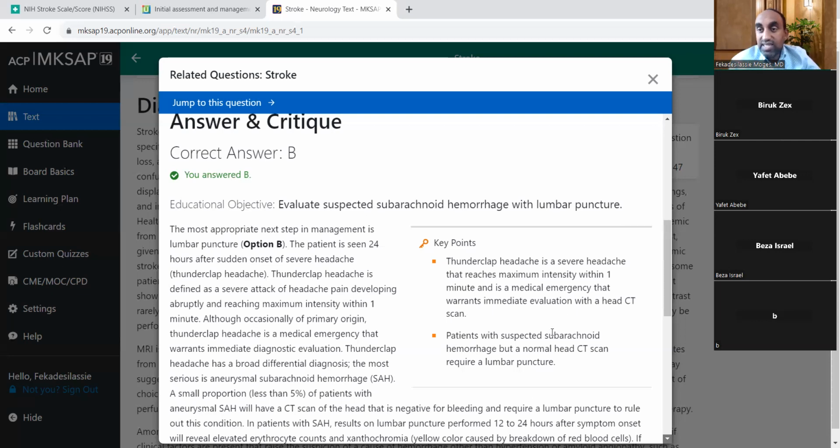So it is characteristic. That's why I stopped you. The differential diagnosis, when you first read it, it is clear that it is subarachnoid hemorrhage. Thunderclap headache is a severe headache that reaches maximum intensity within 1 minute and is a medical emergency. That warrants immediate evaluation with a head CT scan, which is non-contrast. Patients with suspected subarachnoid hemorrhage but a normal head CT scan require a lumbar puncture.